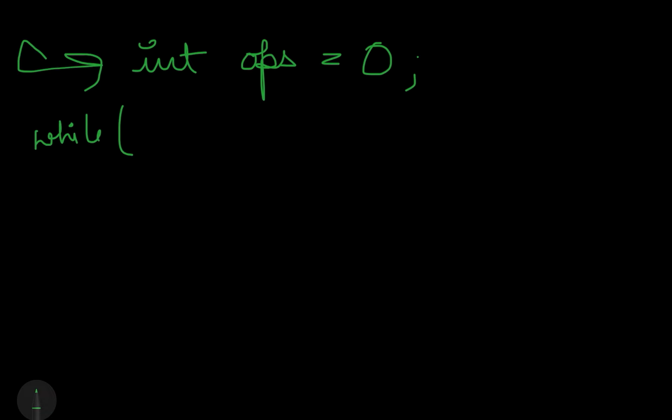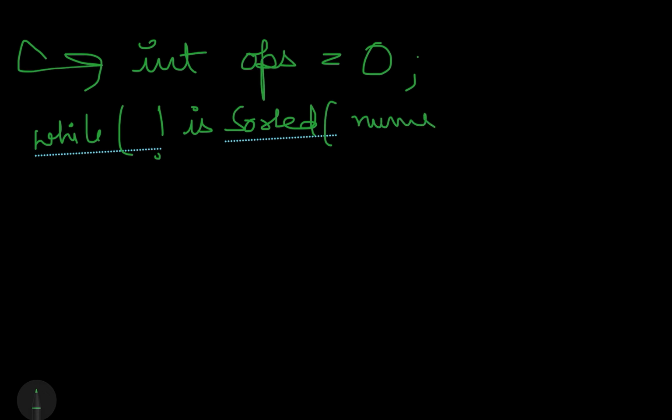So first what we'll do, we'll take a variable in which we store our number of operations. Initially it is 0. And we'll see while our array is not non-decreasing, meaning not sorted. If it is not sorted, then only we'll check the operations. If it is sorted, then why do we need to? We'll just simply return 0, as no operations are needed. Okay.